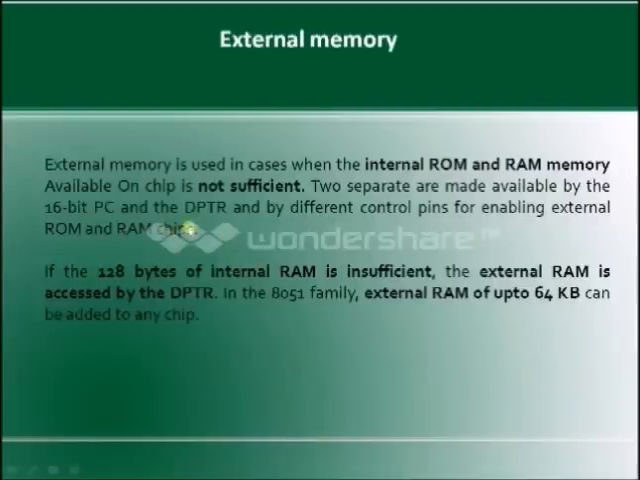Now if I'm interfacing an external ROM, then it can be accessed with the help of the program counter, and if I'm interfacing external RAM, then it can be accessed with the help of the data pointer register. If the 128 bytes of internal RAM is insufficient, the external RAM is accessed by DPTR. In the 8051 family, external RAM up to 64 kilobytes can be added to any chip. So I can interface 64 kilobytes of RAM to this 8051 family. Why 64 kilobytes? Because this controller is provided with 16 address lines, so 2 power 16 is nothing but 64 kilobytes.